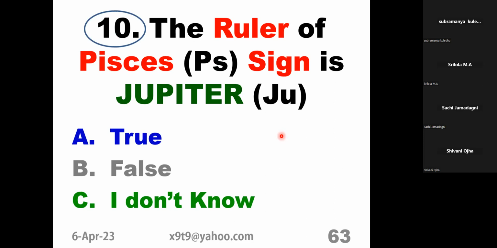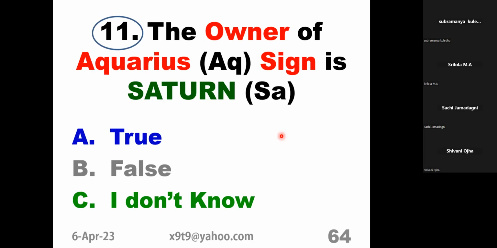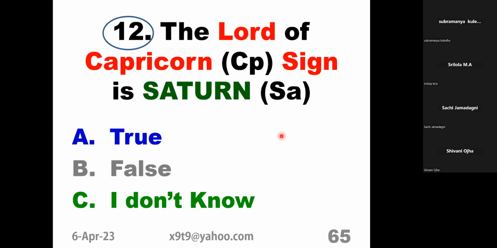Ruler of Pisces sign is Jupiter. Pisces is Meena. Yes. True. Owner of Aquarius sign is Saturn. Saturn, yes, true. Aquarius is Kumbha. Owner is Shani. Lord of Capricorn sign is Saturn. Capricorn is Makara. Yeah, Shani, right. True.